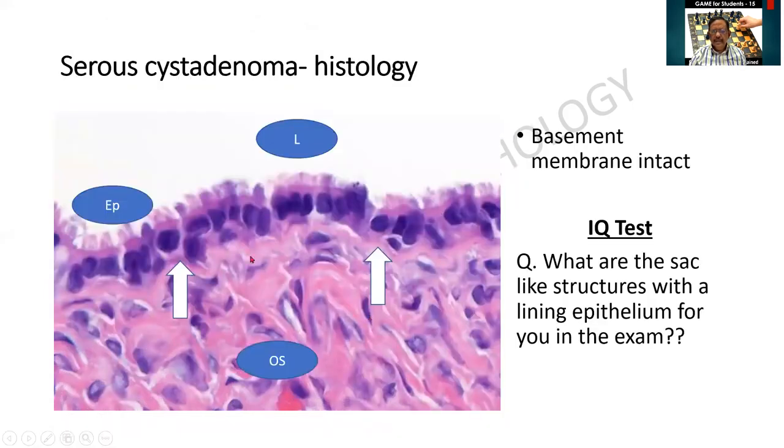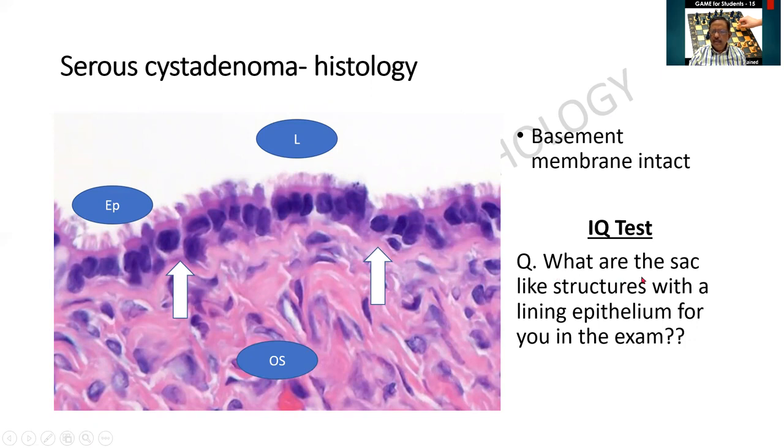And this is yet another higher magnification. This is supposed to be the intact basement membrane. And I'm finding the tumor lining epithelium, this is the cilia. And this is the ovarian stroma that I'm seeing.